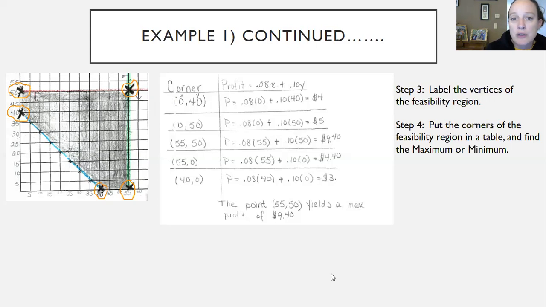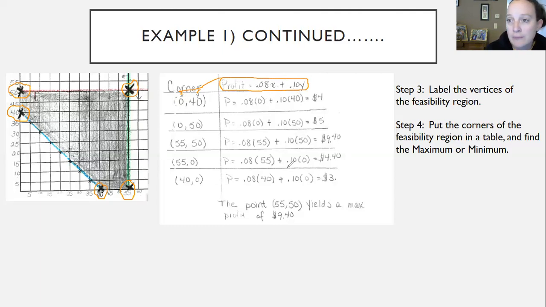All I did was plug in. This was the profit function. It was given to me. I didn't have to write it out. And I plugged in every X. Notice I wrote my X's here and my X and my Y here. So I knew I'd plug in 0 for X, my 40 for Y, solve that profit function, and I'm looking for the maximum profit.